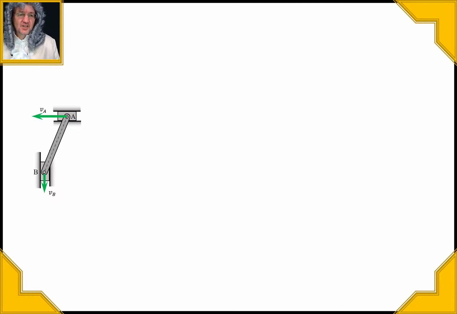Now, here's a couple of scenarios that we can run through. Here, this is a mistake that often happens. People might pick this point right here onto the thing. You have to remember, you have to draw the lines that are perpendicular to the velocities, and that's going to determine the ICR, right?